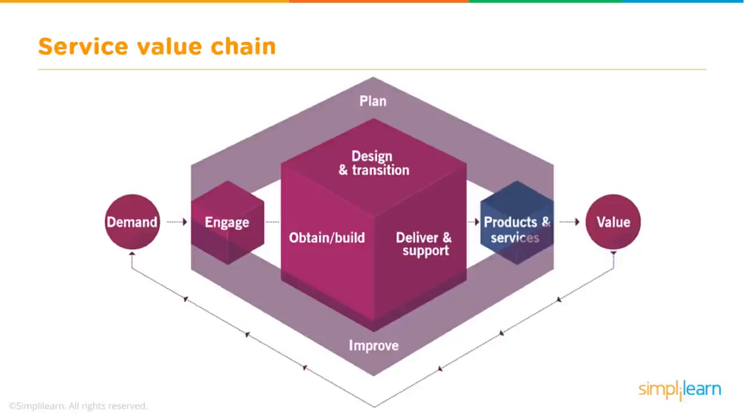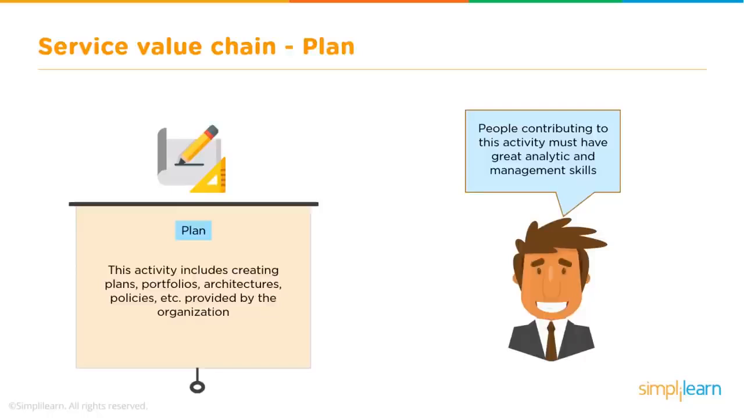So as the demand is seen, now the engagement happens. How does the engagement happen? Here it first involves planning. Planning refers to the activities involving creating plans, portfolios, architectures, policies, etc., which provide an organization a direction, a clarity in terms of what to do.